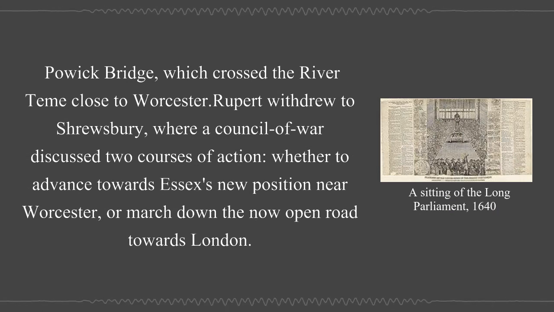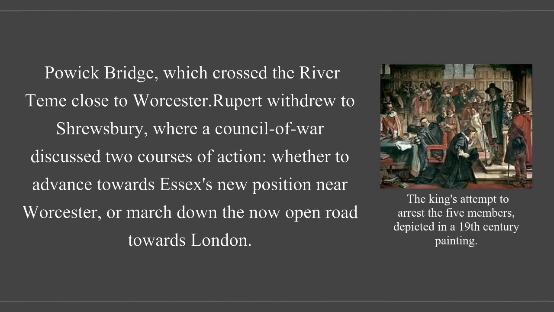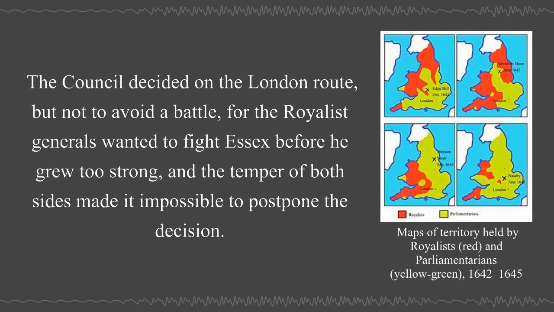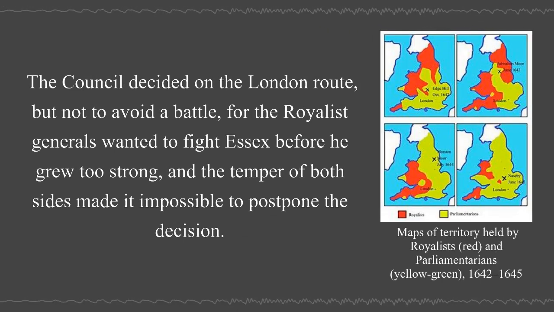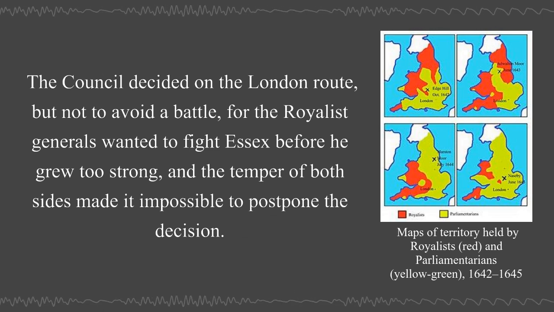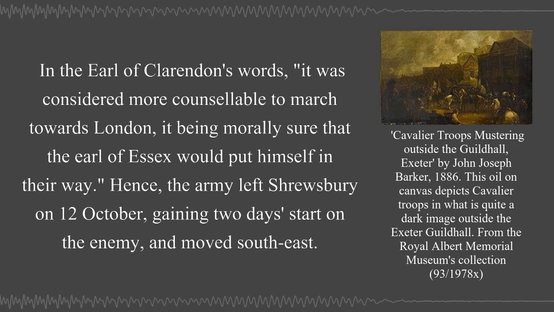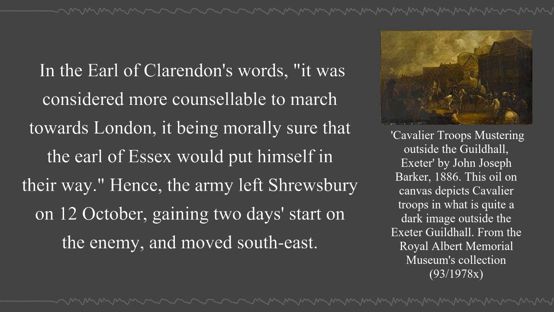Rupert withdrew to Shrewsbury, where a council of war discussed 2 courses of action, whether to advance towards Essex's new position near Worcester or march down the now open road towards London. The council decided on the London route, but not to avoid a battle, for the Royalist generals wanted to fight Essex before he grew too strong, and the temper of both sides made it impossible to postpone the decision. In the Earl of Clarendon's words, it was considered more counselable to march towards London, it being morally sure that the Earl of Essex would put himself in their way.